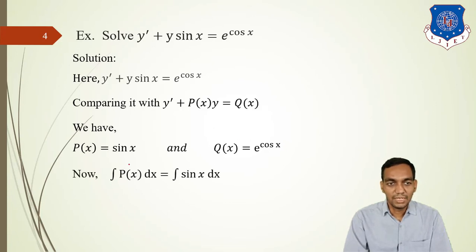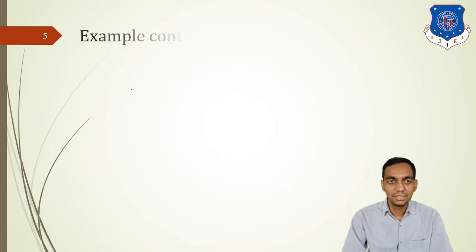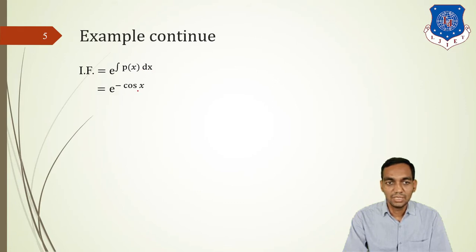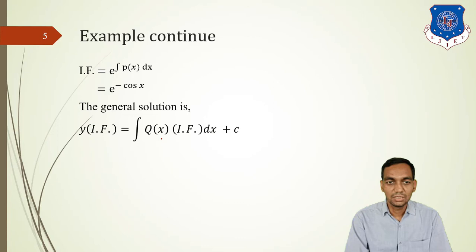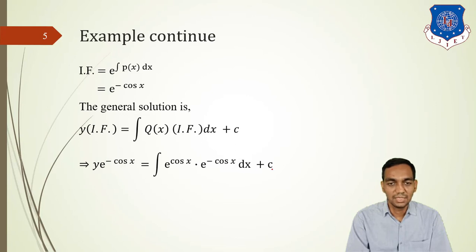So for IF you need integration of P(x) dx, that means integration of sin x, that will be minus cos x. So IF is nothing but e raised to integration P(x) dx, and that is nothing but e raised to minus cos x. So the general solution is given by y into IF is equal to integration Q into IF dx plus c. That means y into e raised to minus cos x is equal to integration e raised to cos x into IF, which is e raised to minus cos x, dx.